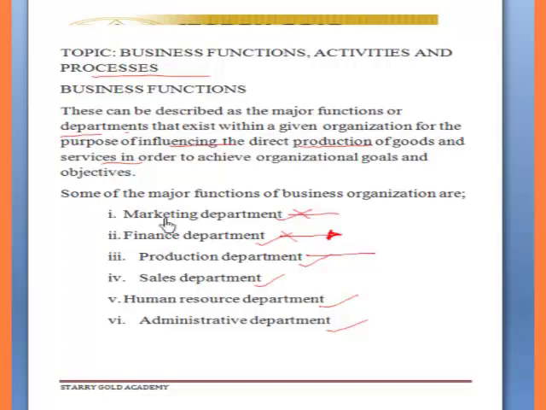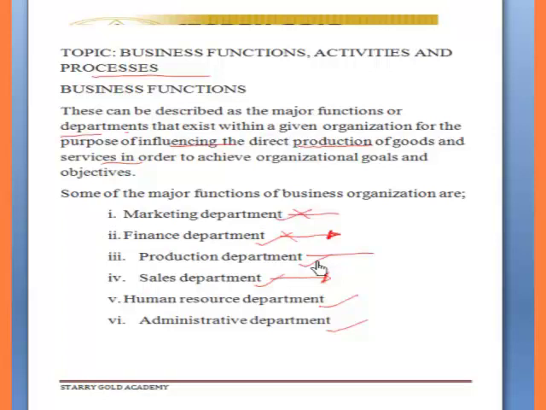Then likewise, we have the sales department or sales function. The major responsibility or activity usually undertaken by the sales department or function is to develop appropriate measures which will help them to improve the level of sales of various products and services that are being provided by the firm. Likewise, in the human resource department, we need to have a number of people or workers that will help to facilitate the achievement of set goals and objectives.